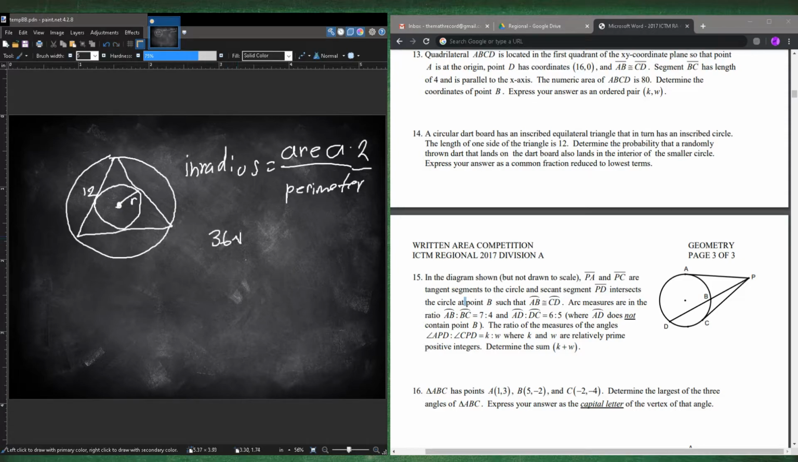So 36 root 3 times 2. And our perimeter, since this is an equilateral triangle, means all its side lengths are 12. So 12 plus 12 plus 12 is 36. Right? So our inradius is just 2 root 3.